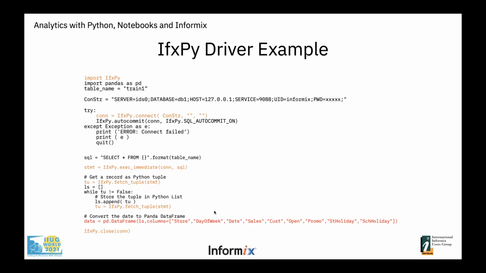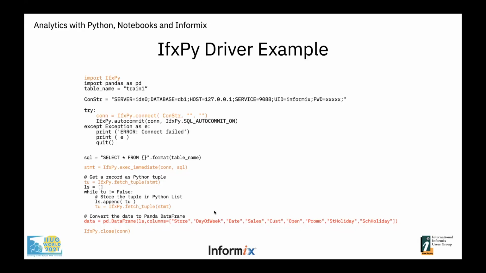Then we build a string for the connection. We specify the server, the database, the host, the service, the user ID, and the password, all separated by a semicolon. And then you also see next how to do error handling in Python. We do a try, assign IfxPy connect with the connection string and two other parameters which we don't need here.